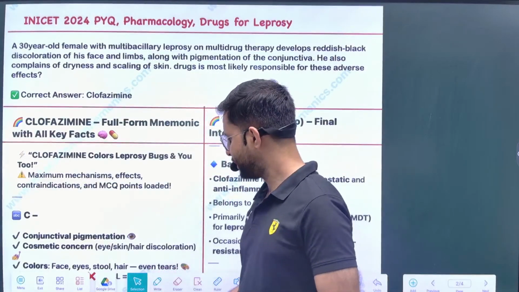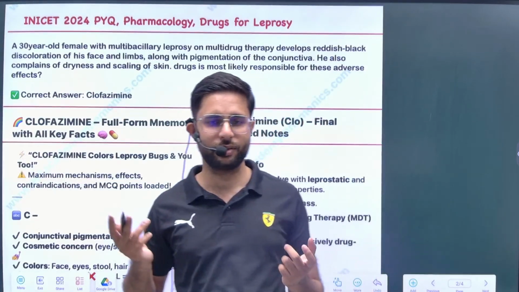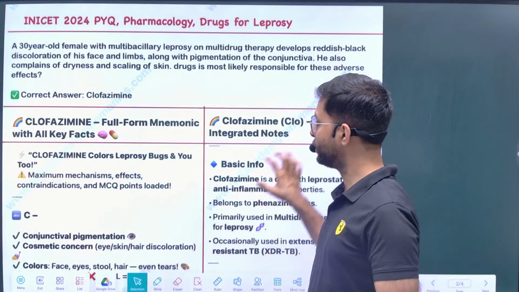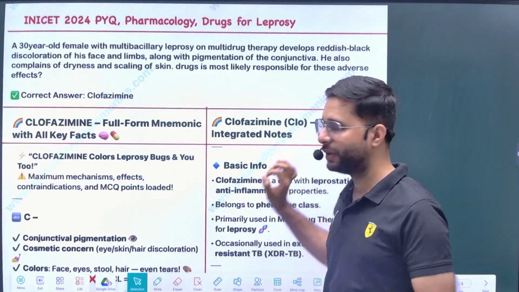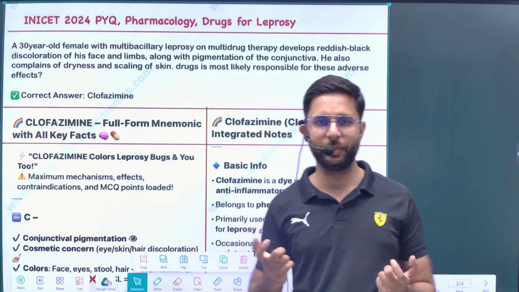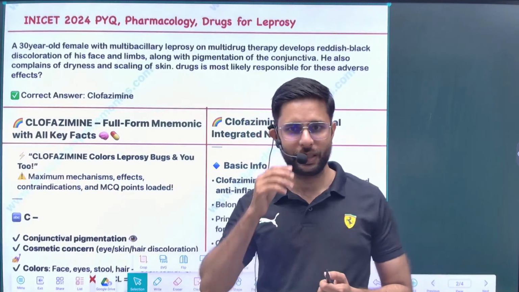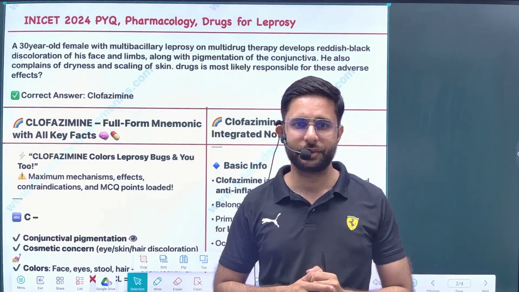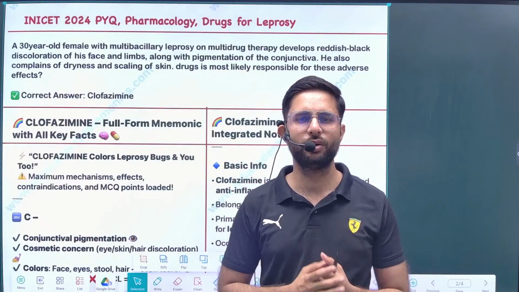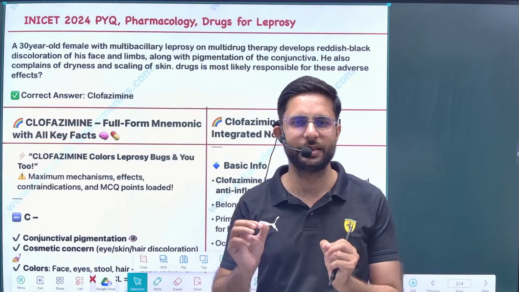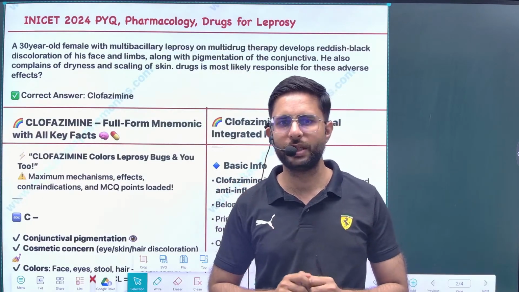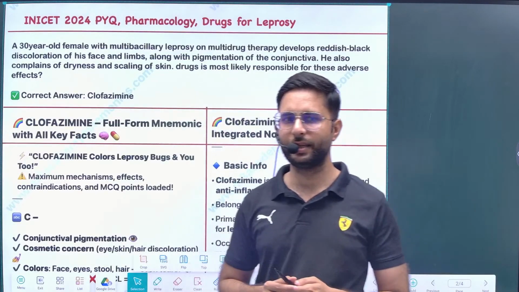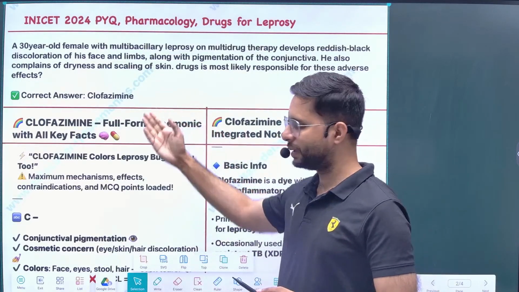In the INICET previous year questions based on the mnemonic discussion, subject pharmacology. So here is your exact previous year question. A 30-year-old female taking treatment for multibacillary leprosy developed reddish black discoloration on the face and limb along with pigmentation of the conjunctiva. She complained of dryness and scarring of the skin. Which drug is most likely responsible? The answer is clofazimine.